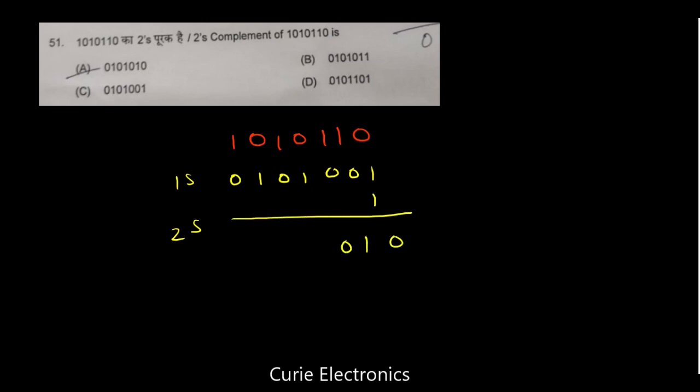For 2's complement, we have to find the 2's complement of this number. What is given? 1, 0, 1, 0, 1, 1, 0. We have to take the 1's complement, which means we have to complement each bit. This is 0, 1, 0, 1, 0, 0, 1. For 2's complement, we have to add 1 to this. So we get 0, 1, 0, 1, 0, 1, 0. Option A is the right answer for this. Question number 52.